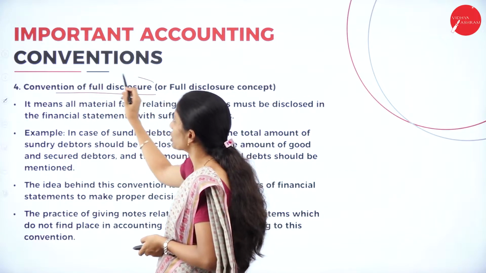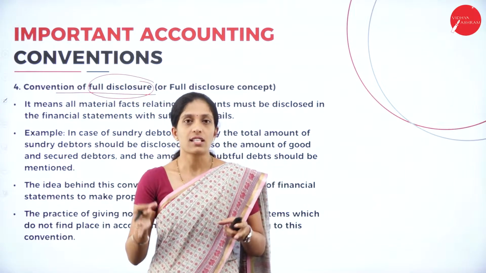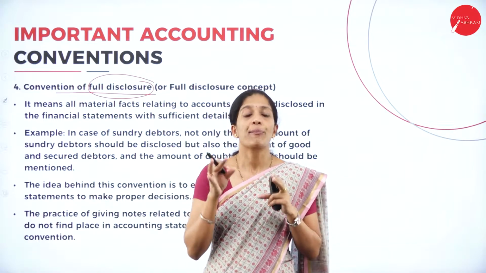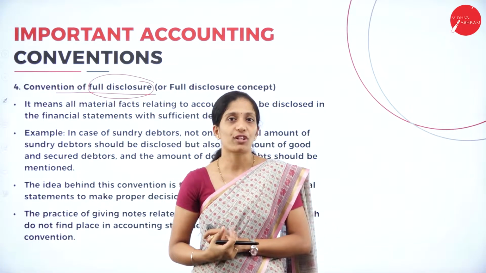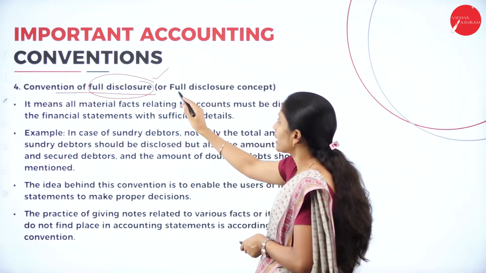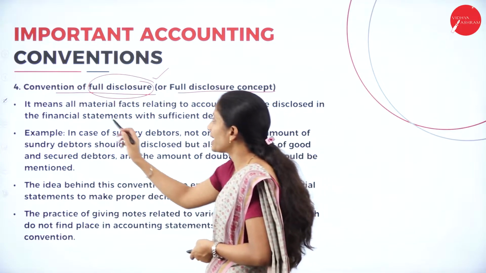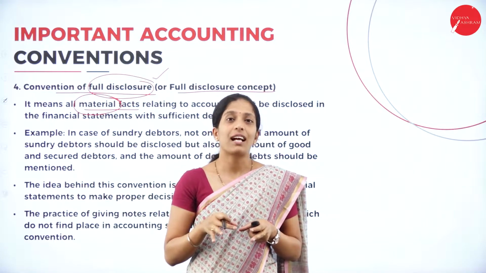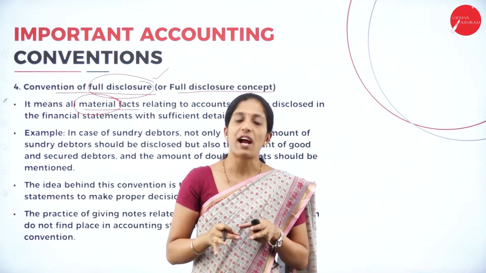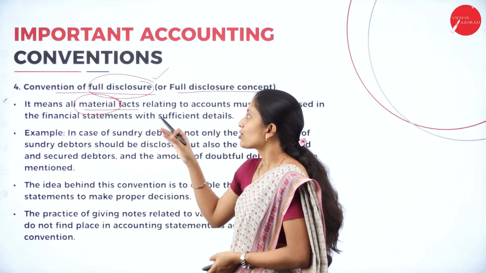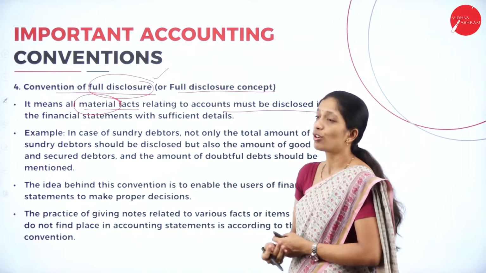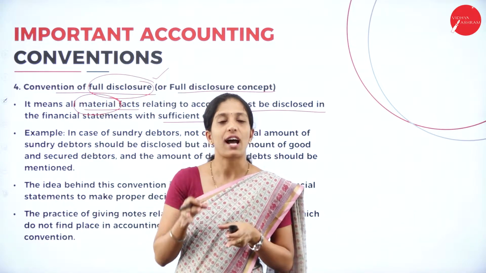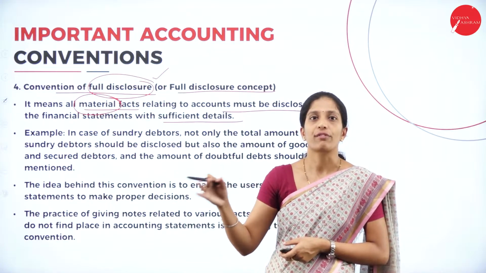Next one is convention of full disclosure. So here also the word itself says full disclosure. In the sense, if a transaction is relating to a particular aspect, then we have to include all the transactions. So all the important items have to be included in order to ascertain the correct profit or loss of the organization. Or we also call it the full disclosure concept. So it means that all material facts. So here also you have to remember, if they have told that we have to include all the facts, it doesn't mean that we are going to include the immaterial facts also. So all the material facts have to be included and make sure that nothing is ignored. So it means that all material facts relating to accounts must be disclosed in the financial statement with sufficient details. So with proper information and proper details, all the material facts have to be included while preparing the financial statement at the end of the financial year.